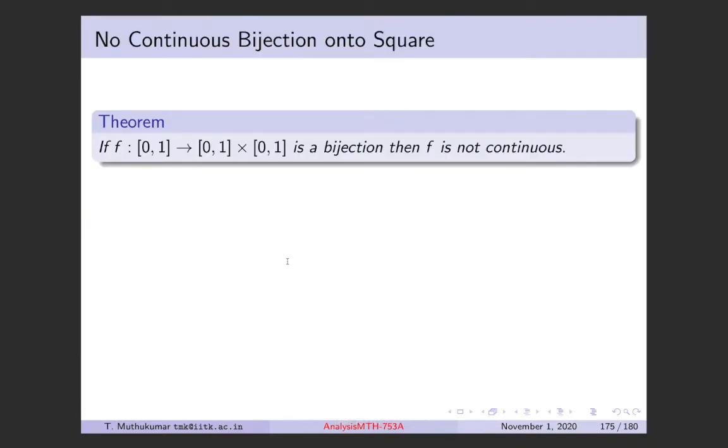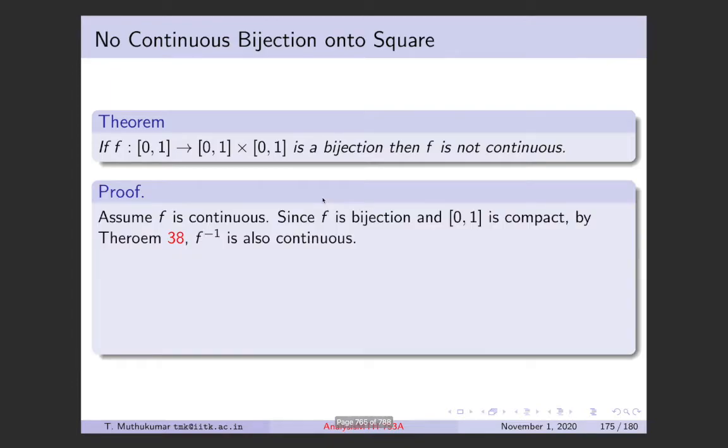Okay. Now we will show that there is no continuous bijection from the unit closed interval to the unit square in R2. So whenever there is a bijection from the interval to the square, that map cannot be continuous. That's what this result is saying. So what is the proof?